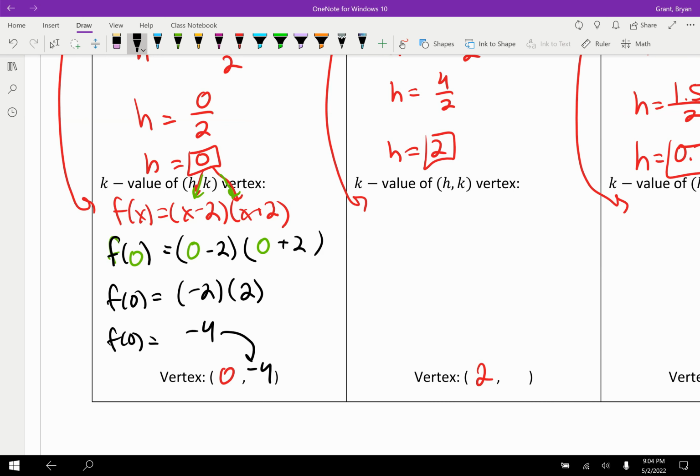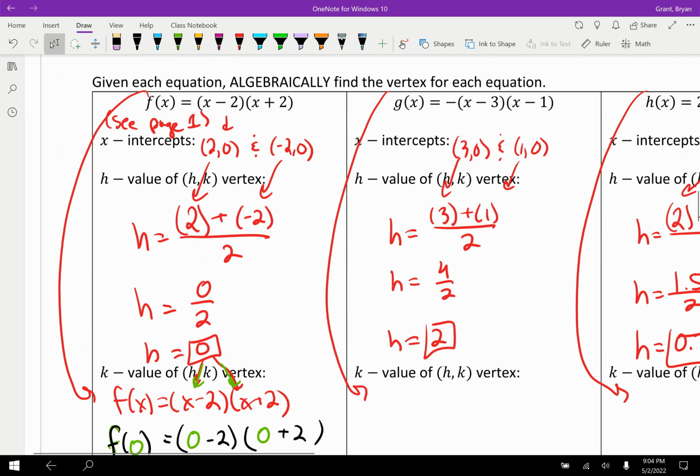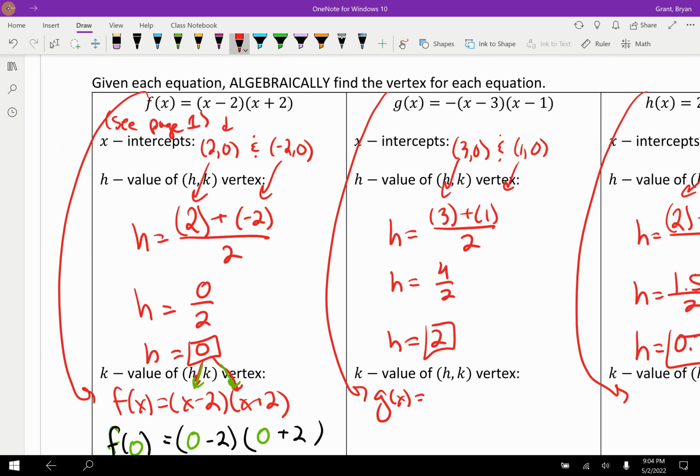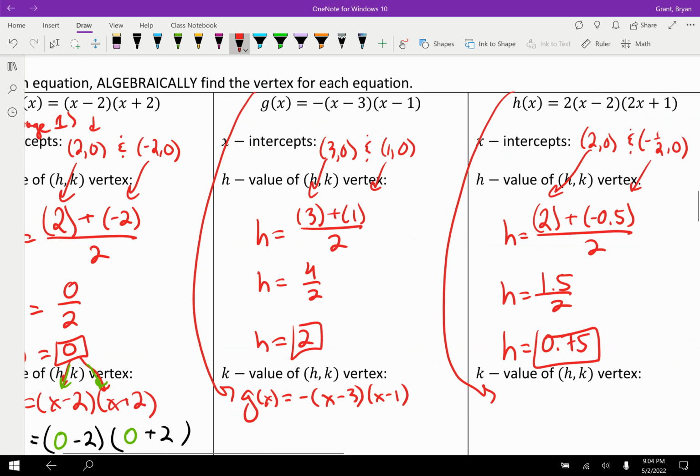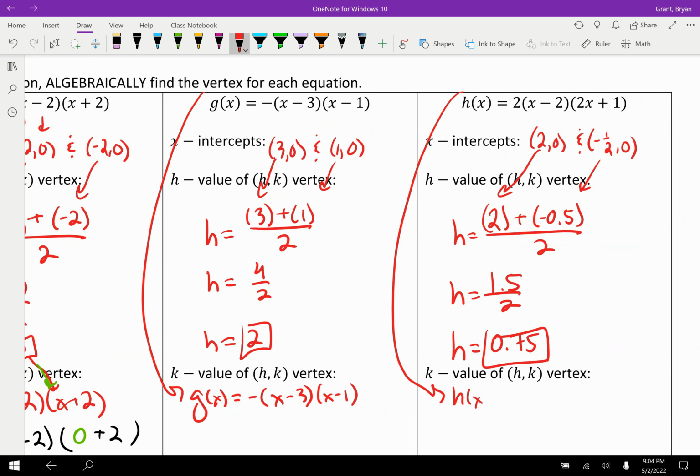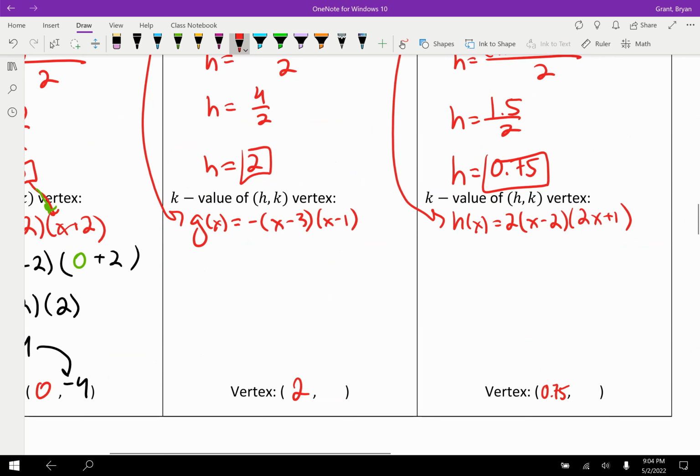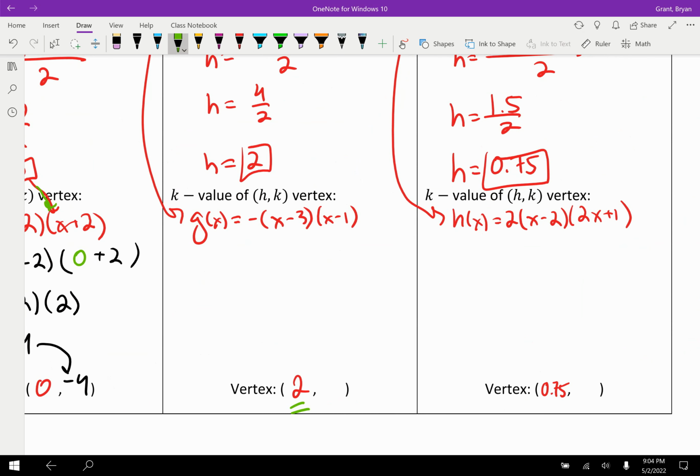K value, same idea. We need our equation, especially I do, because I've been the last couple of times messing up copying equations, so I want to make sure I do this carefully here. Might as well do the last one at the same time. H of x equals 2 times x minus 2 times 2x plus 1. There we go. And we know our input. We know our x value here is 2, or 0.75. So I'm going to take the 2 and substitute it in for all of my x's. So we're going to find g of 2 is negative 2 minus 3 times 2 minus 1.